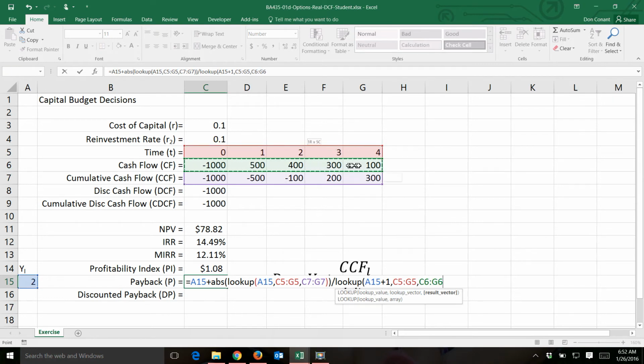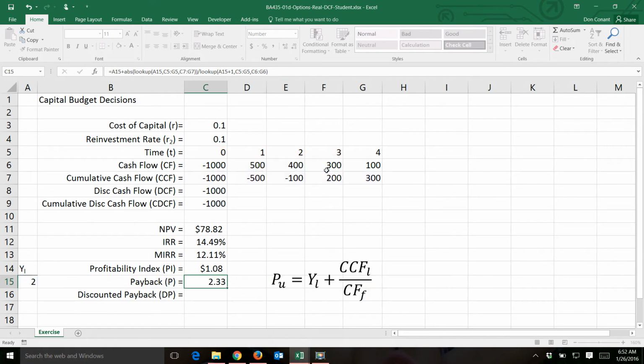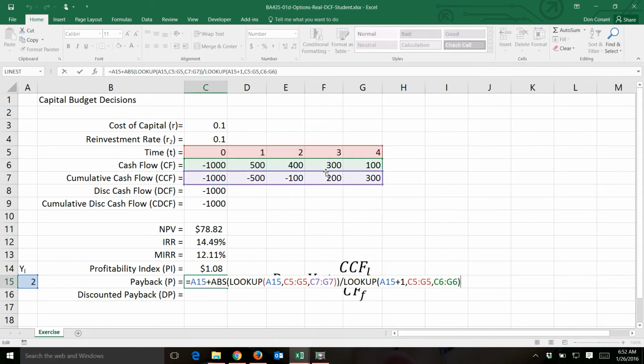Notice from the formula it's CF, because I want to put 100 over 300 because it's going to take me 33% of the year, or 1/3 of the year, before I reach zero. The remaining 2/3, I'll get $200 in year 3. So I put that in, plus enter, and you can see that the payback period here is 2.33 years.